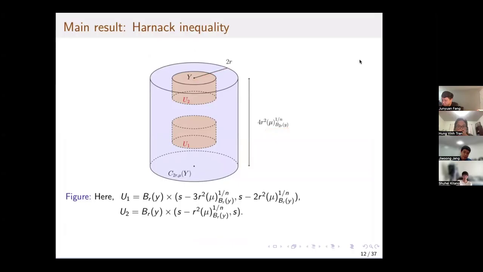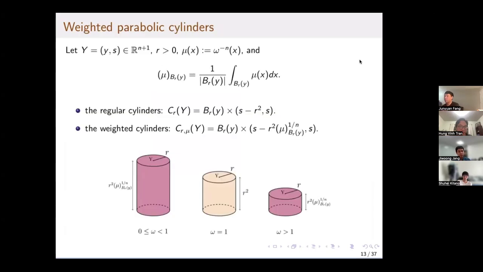So U1, U2 correspond to the second quarter and the fourth quarter over here. That means if you have some heat in U1, positive, then after some time, everywhere in U2 is occupied with the heat. Okay, that's the physical understanding. All right, so next, let me introduce the weighted parabolic cylinder first.